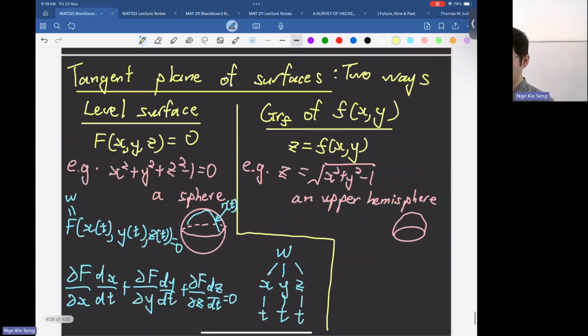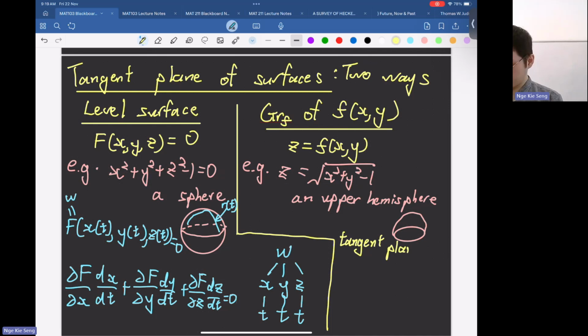But there's another way to find it, right? If I have z equals f of x, y, what's the formula in this case? This is the first way we described the tangent plane. So how about this case? What's the formula here?